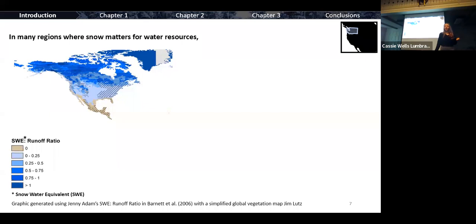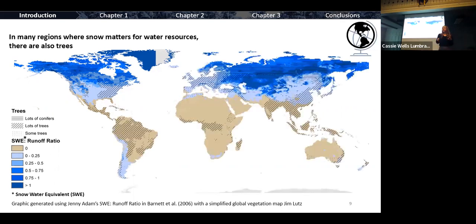Okay, well, I'm a snow hydrologist, and now I'm talking about trees, and you're like, Cassie, what are you saying? Well, where snow matters for water resources, this region really overlaps with trees. So these cross hatches are where there are forested areas and snow. This is not just in Washington State or in just North America. This is a global idea, and also in the Northern Hemisphere, we can really focus in on where snow matters for water resources, really, those areas overlap with trees.